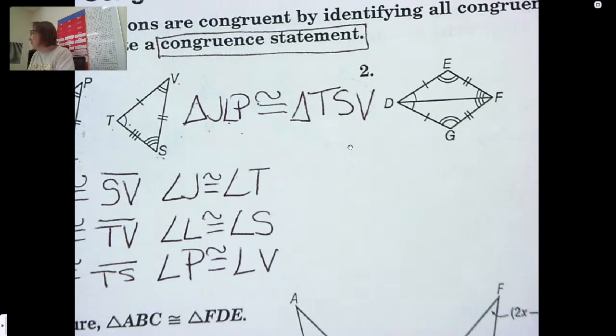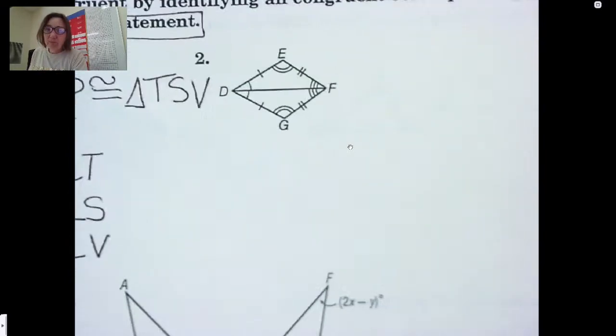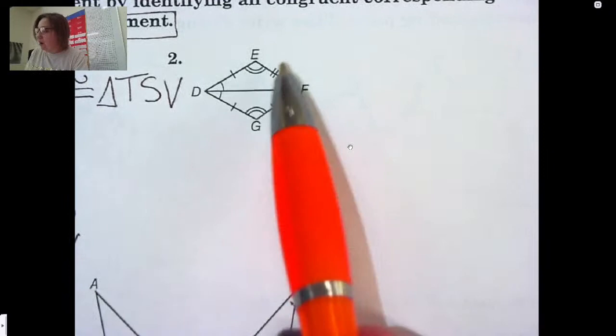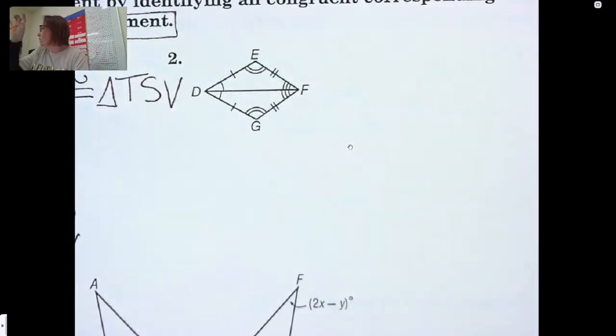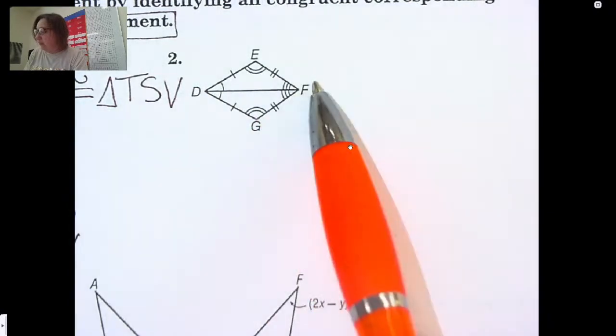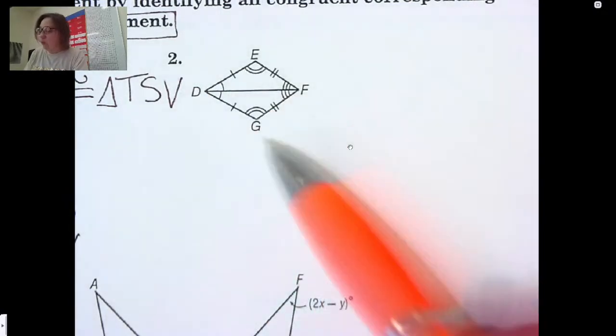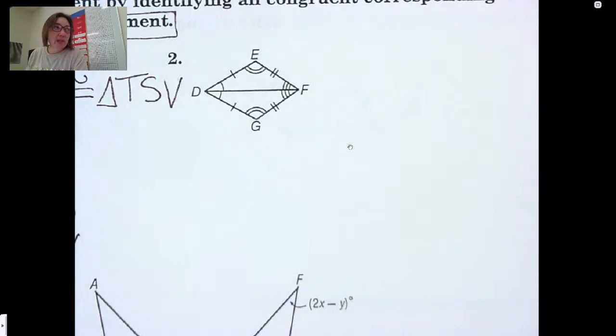So number 2 is a little different. Same thing. We're doing the exact same thing. So we're going to list the sides that are congruent and the angles that are congruent. So we're going to do the sides first. All right. So always start with the ones that are first in the alphabet. Okay. So D, E, and F, or like E is before G. So we'll start with the one that has the E in it.